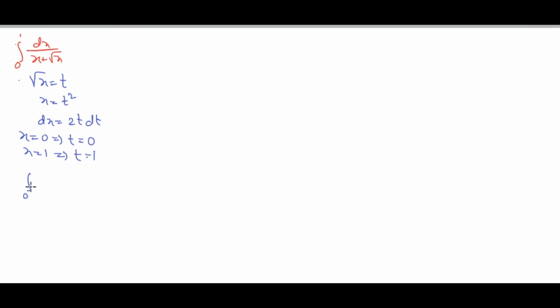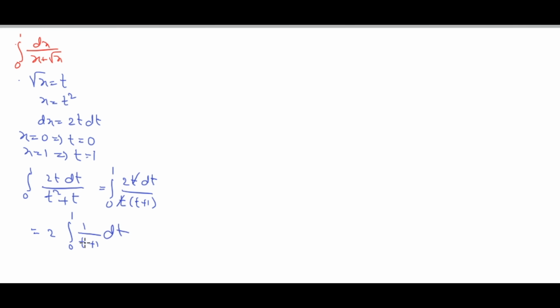That is equal to integration of 0 to 1, dx value is 2t dt by x, which is t square, plus root x, whose value is t. That is equal to integration of 0 to 1, 2t dt by, take t common, t plus 1. Here t is cancelled, and 2 is constant. That is 2 into integration of 0 to 1, 1 by t plus 1 into dt. It is in the form of 1 by x, and integration of 1 by x is log x. That is equal to 2 into log of t plus 1, here upper bound is 1 and lower bound is 0.